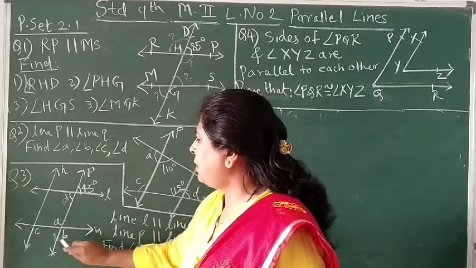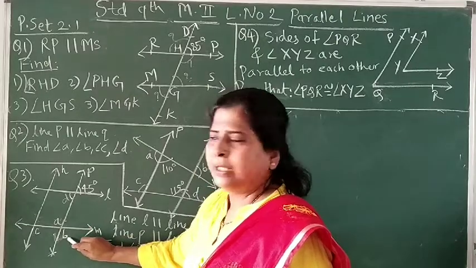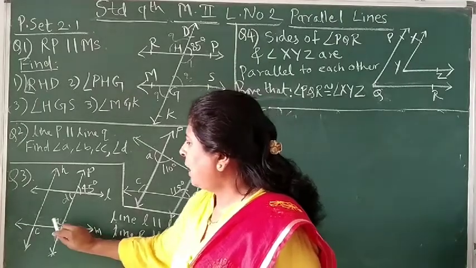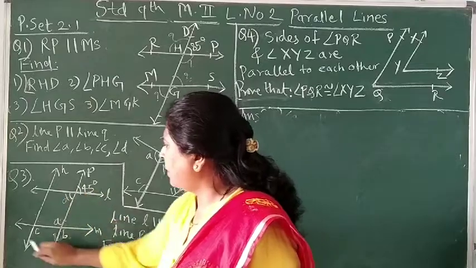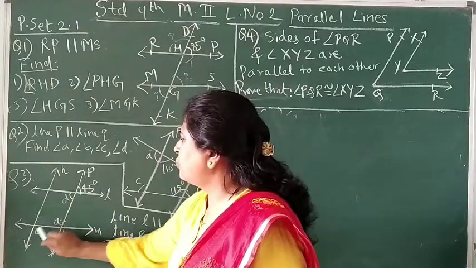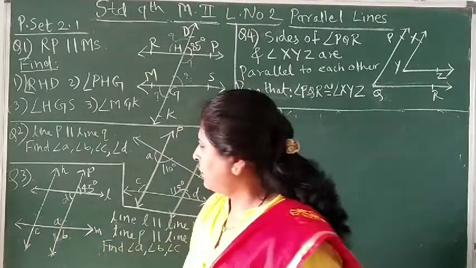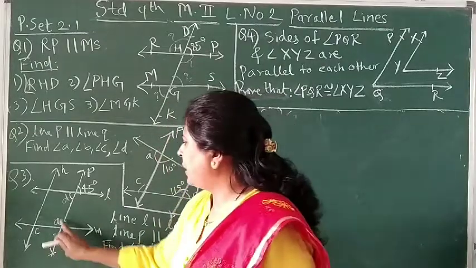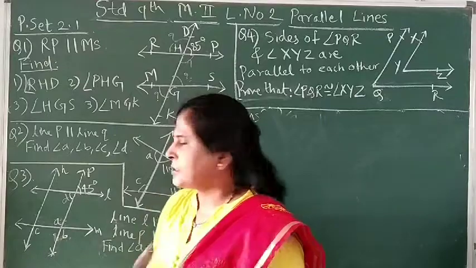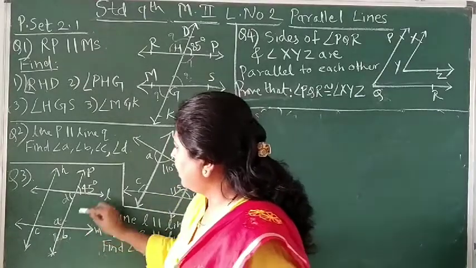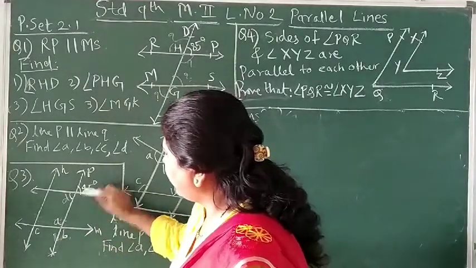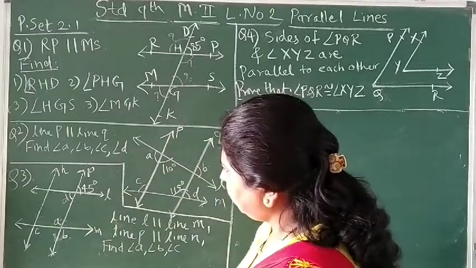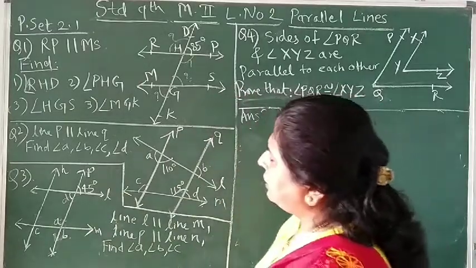Once you find A, its vertically opposite is B, so we get the same answer. Also, taking these two parallel lines and this transversal, A and C are alternate angles, or you can take B and C as corresponding angles. So the values of A, B, C are going to be the same. Okay, so let's start with D.